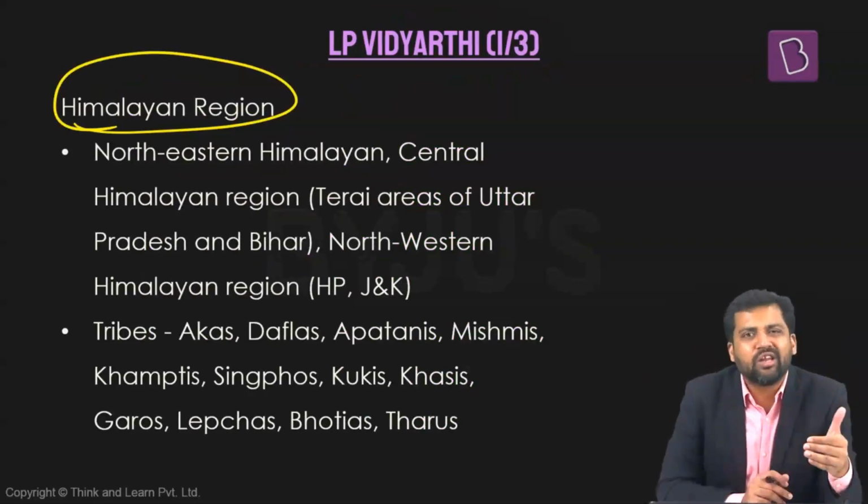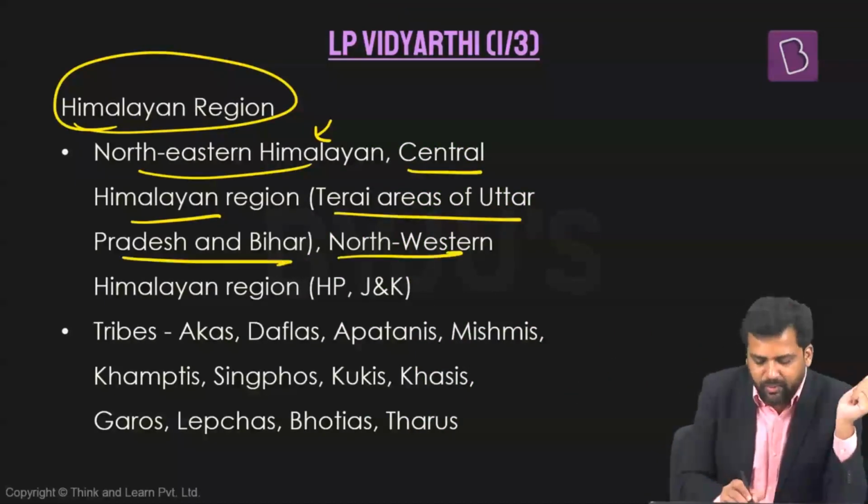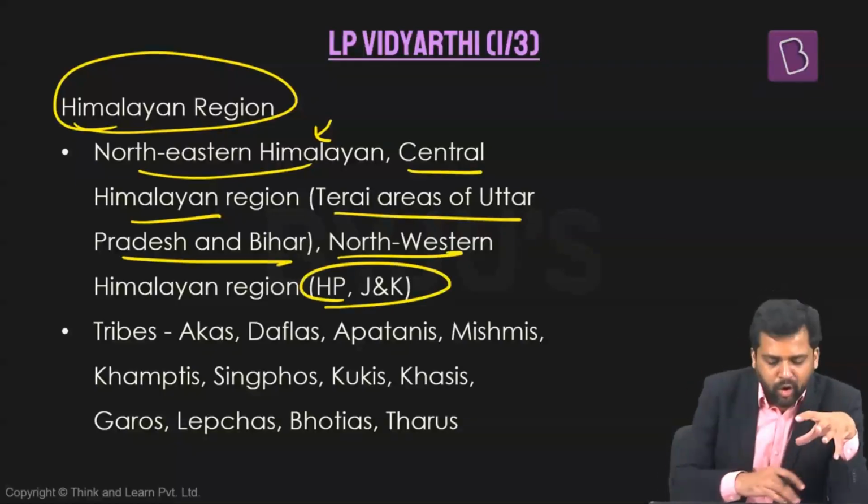This Himalayan region again consists of multiple regions. It consists of the northeastern Himalayas, like the Himalayas in the northeastern part of India, the central Himalaya, so basically the region of Uttar Pradesh and Bihar, and the northwestern Himalaya, Himachal Pradesh and Jammu Kashmir. So all the tribes who are in this region, northeastern Himalaya, central Himalaya, northwestern Himalaya, right? They are all part of that Himalayan region, the Himalayan region tribes.